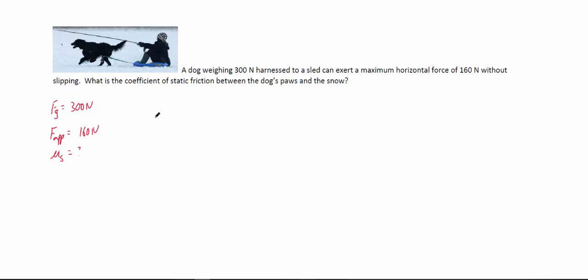So if we draw a free body diagram of the dog, then the dog has a weight, force of gravity, acting downward, and the normal force acting upward. The normal force and the force of gravity should be the same length because the dog is not accelerating upwards or downwards. He's not moving in the y direction at all. We have an applied force, so the dog harnessed to the sled can exert a maximum force of 160 newtons. So the dog is applying a force to the sled, and then there's friction on the snow going back the other way.